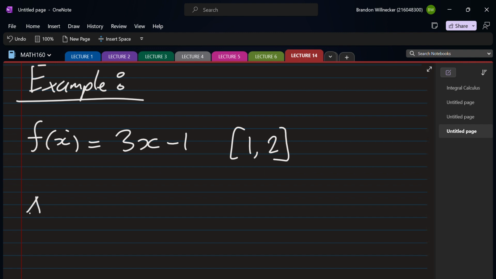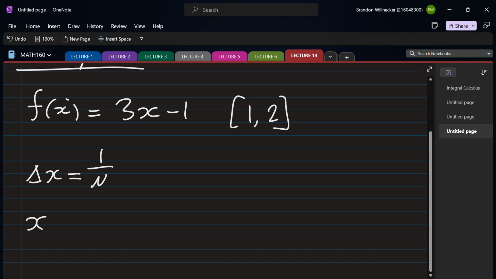So, delta x, that's going to be (b - a) over n. So (2 - 1) over n, that's going to be 1 over n. Okay, what about xi? That's going to be a + i delta x. So it will be 1 + i over n.